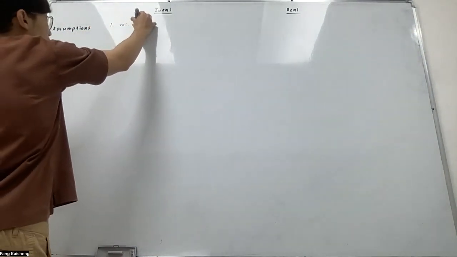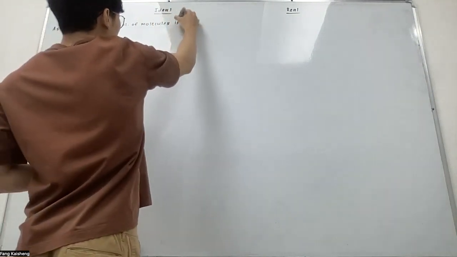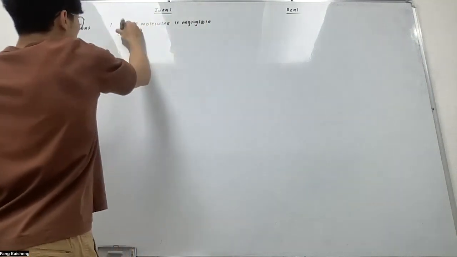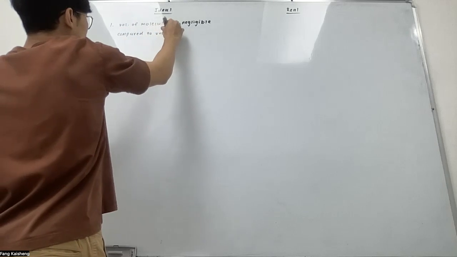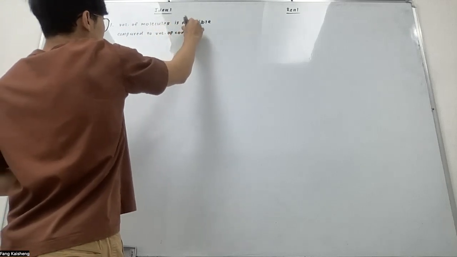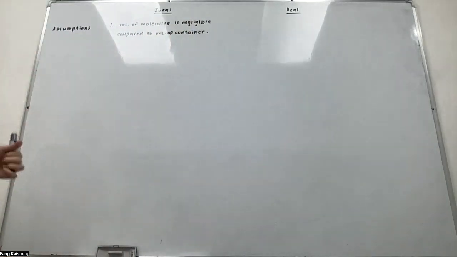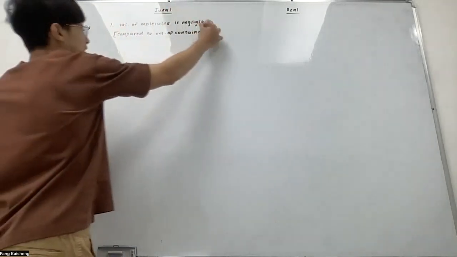The first assumption is also mentioned in the notes, but reading it alone is not enough, so I will need to explain this. The volume of the gaseous molecules is negligible compared to the volume of the container. This statement alone has a lot of misinterpretation. The first problem is that people don't really understand the significance of the last part of the sentence, compared to the container.